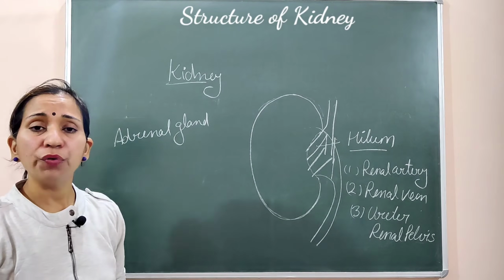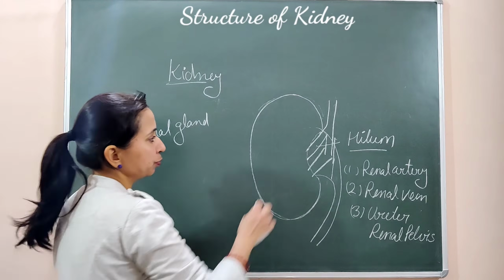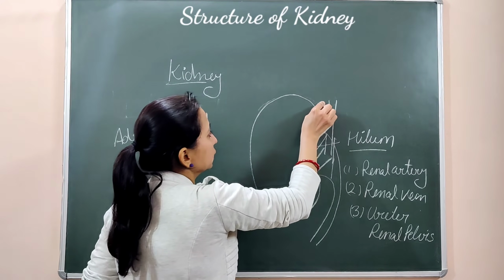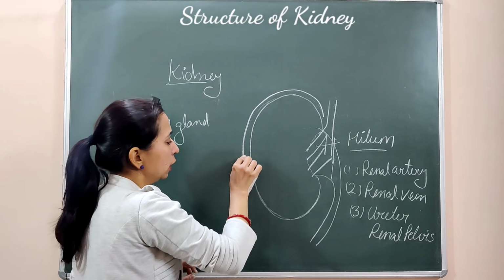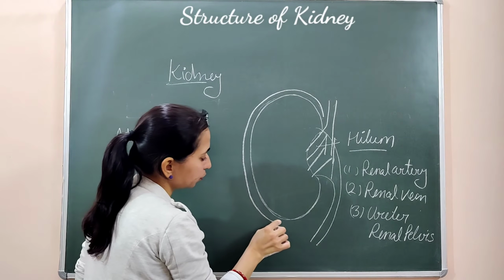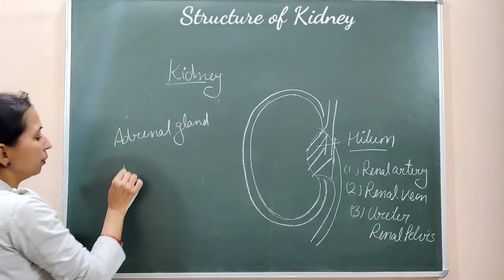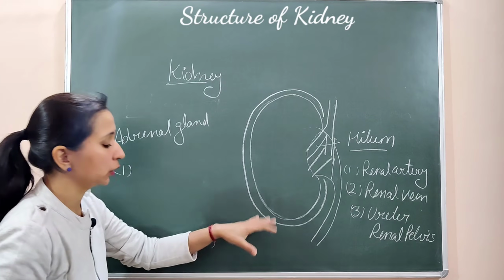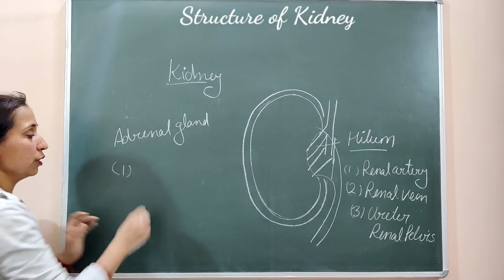Besides this, if we talk about the covering, how is the kidney covered? The kidney is covered by different layers. The kidney has many layers which protect it. The first one, if we start from the inside, is the tough fibrous coat. This is the fibrous layer.